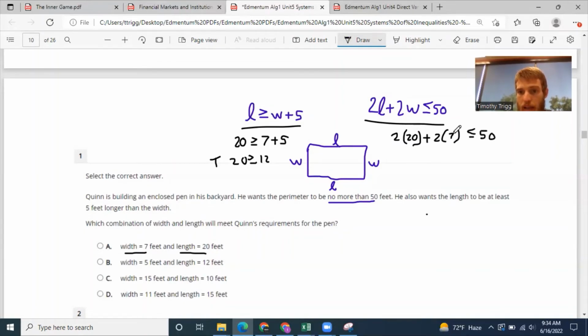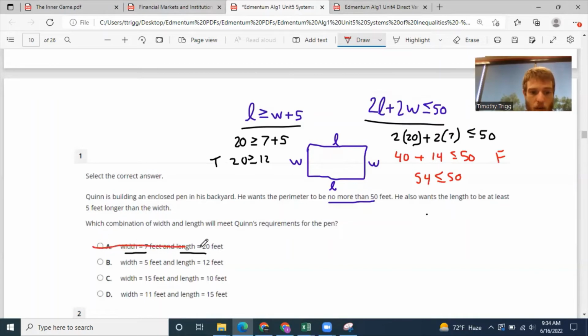And would this be less than or equal to 50? Well, let's see. 2 times 20, that's 40, plus 2 times 7 is 14. Is that less than or equal to 50? Well, no, that doesn't work here. This is a false statement, right? Because 40 plus 14 is 54, and 54 is not less than or equal to 50. So this is a false statement.